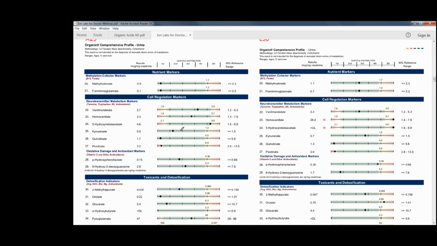The kynurenate was low, and the quinolinate and picolinate even lower. Here we have the kynurenate was normal, and the quinolinate and picolinate were both low. Okay, so remember what we said, when quinolinate is high, we know it's a problem, and there's inflammation driving this agitation, and that glutamate system is not doing very well. But what happens when quinolinate is too low?